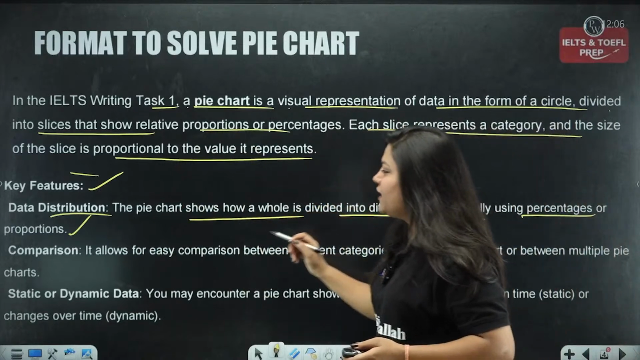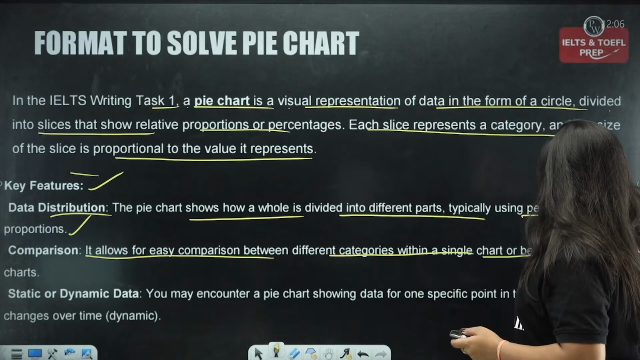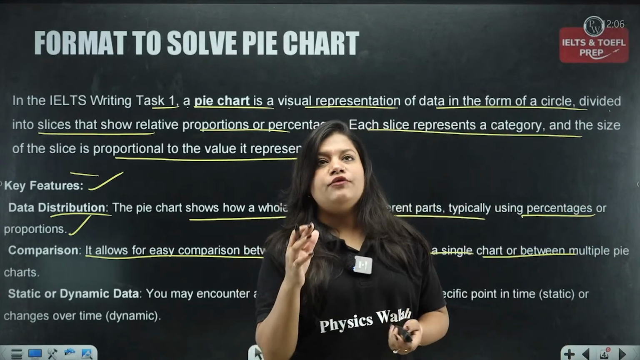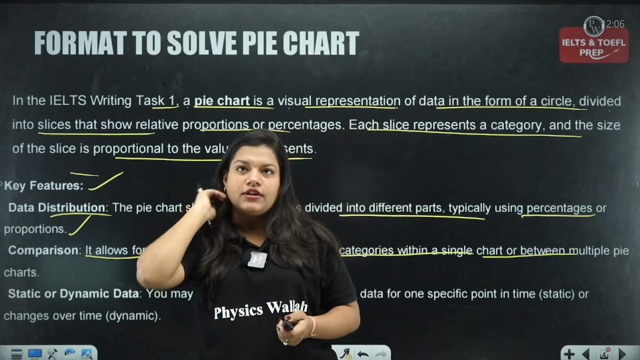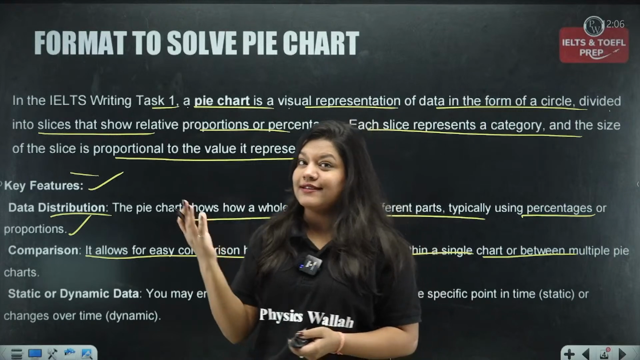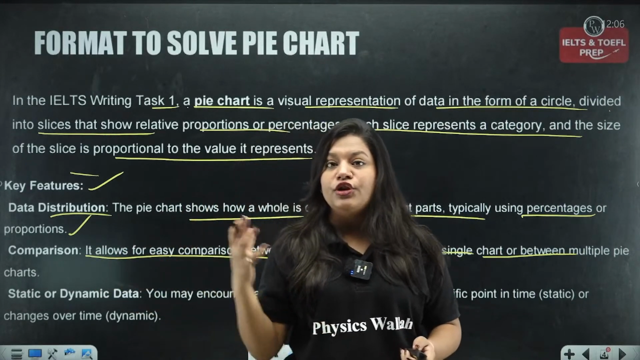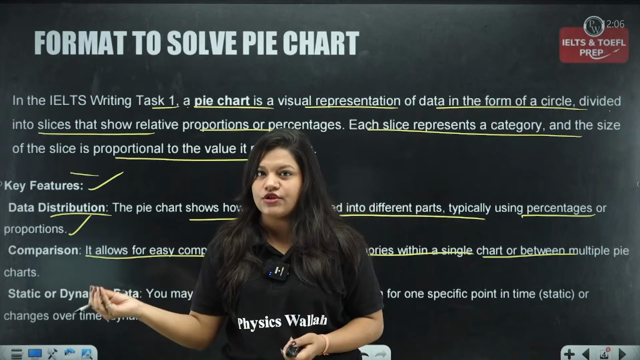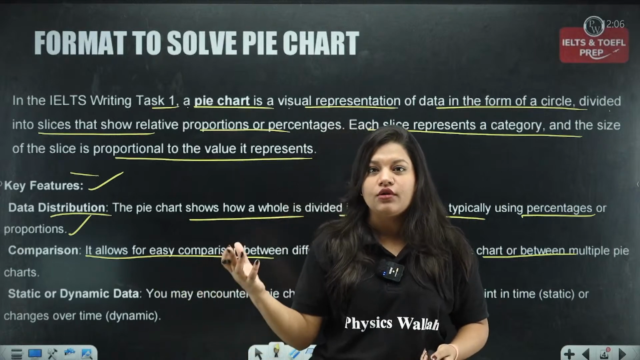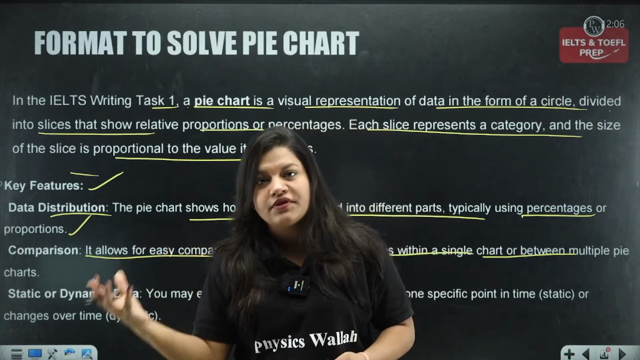Okay, now the next one is comparison. It allows for easy comparison between different categories within a single chart or between multiple pie charts. Now, if I talk about it from the perspective of an IELTS examination, majorly you can get one pie chart or maybe two, and at the max you're going to get 6 pie charts to compare. So it's very important for you to be flexible with the language. Just don't panic, like, oh my god, there are 6 pie charts, how will I be able to write about it? That's okay. You just need to know what needs to be presented at that time.